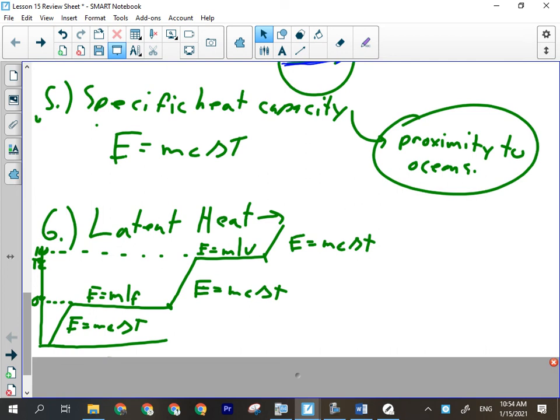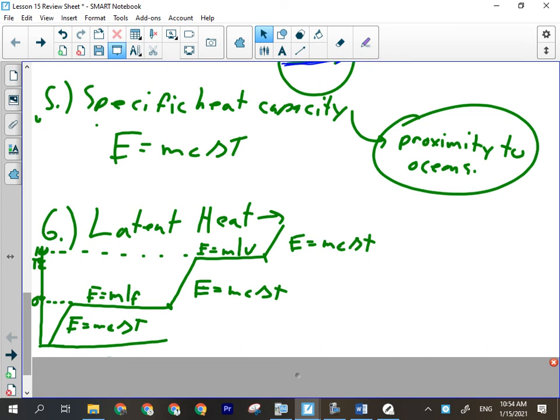I am not putting the heating curve on there, because I expect that at 15, 16 years old, you know ice melts at 0 and water boils at 100. The other thing you're going to need to know is what formula to use for each section of the graph. The graph has 5 sections, but you only need to remember 3 things.